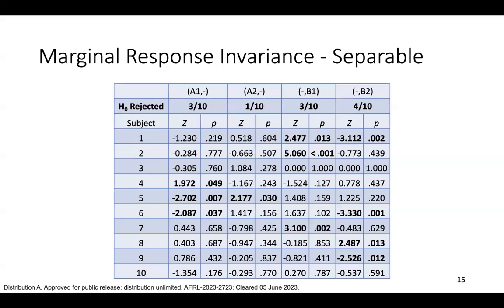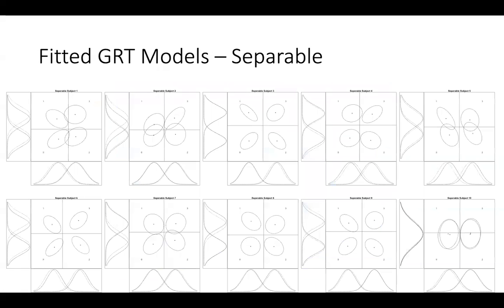Here are the results of the tests of marginal response invariance in the separable condition. The null hypothesis of perceptual separability was rejected for 1 to 4 participants across each stimulus level. We use the R package MDSDT to fit parametric GRT models to each participant's responses.